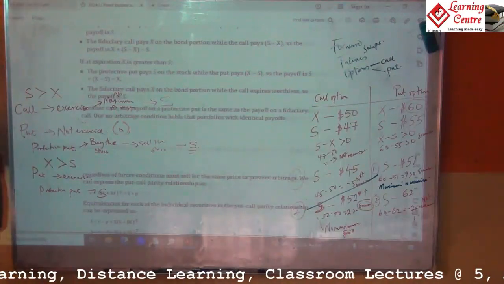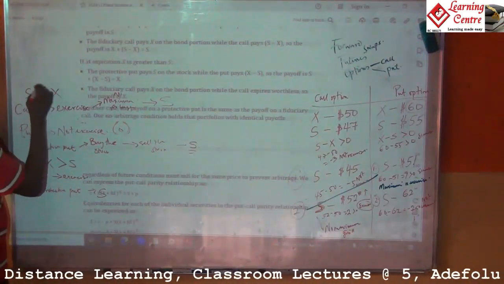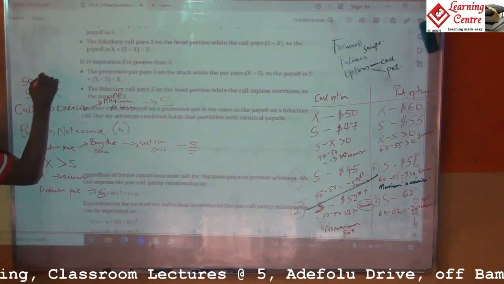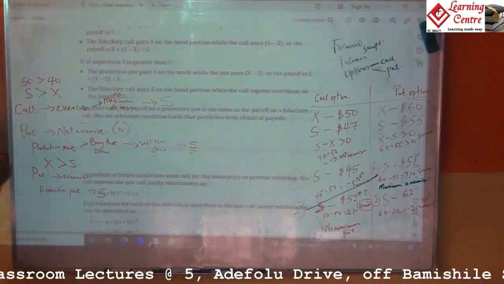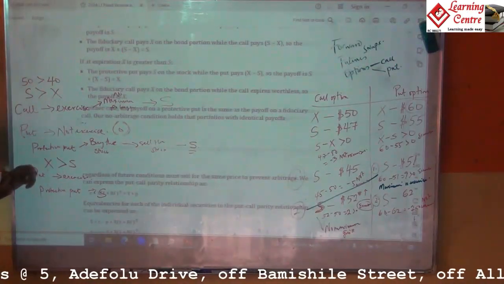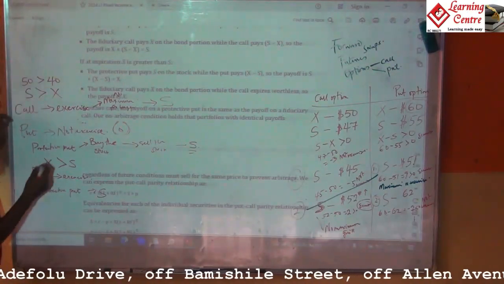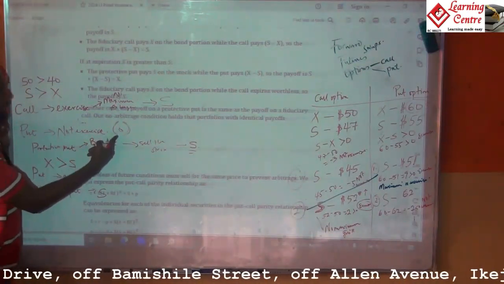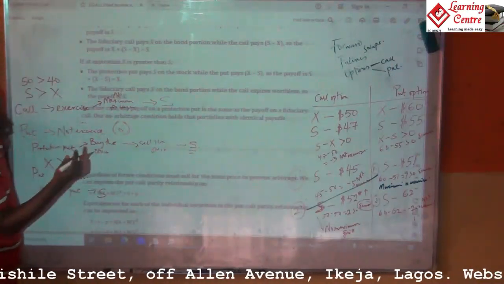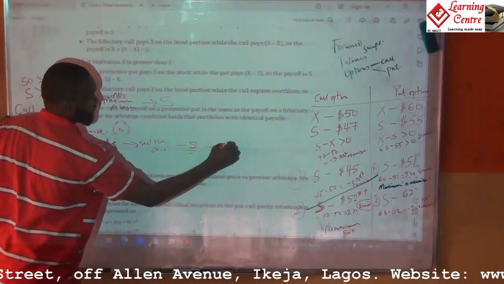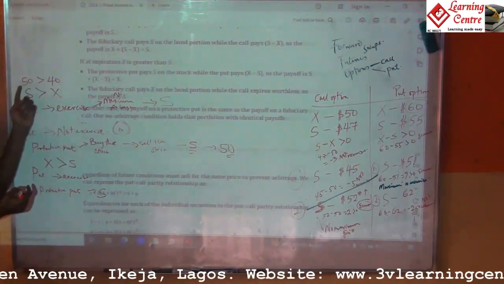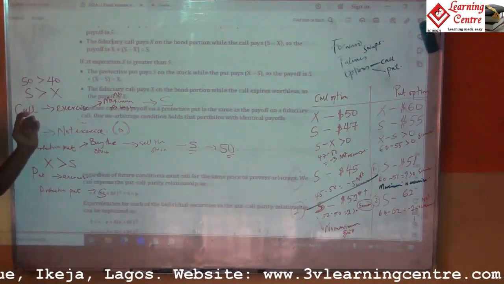Let me use numbers. Let's assume that this S is 50, and this X is 40. 50 is greater than 40, right? Meaning, for the put option, I agree to sell at 40, but it is being sold at 50 in the market. So for this case, what am I going to do? I will not exercise. I will go and sell in the market. Since I bought this stock, I will now sell the stock at 50. So my payoff here is the stock price, 50, because my put is worthless.